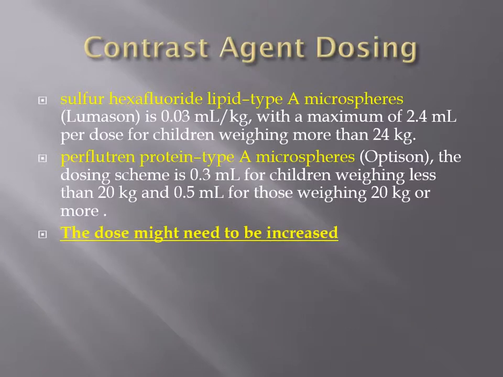The dose will be, in general, 0.3 milliliter per kg, and will differ according to the agent. For the pediatric dose it is 0.3 milliliter per kg, with a maximum of 2.4. However, if the child is more than 24 kg, we have to increase the dose. The same for this generation, also 0.3, and as we said, if it is more than 20 or 24, we have to increase the dose.